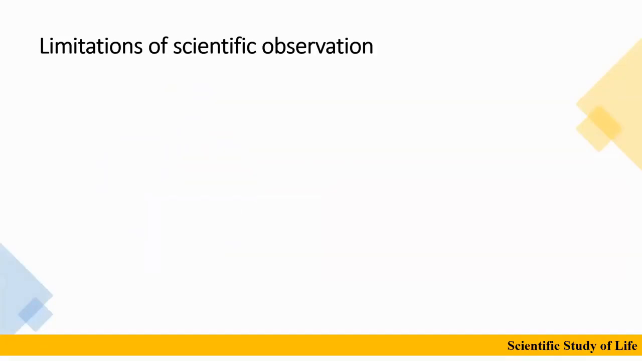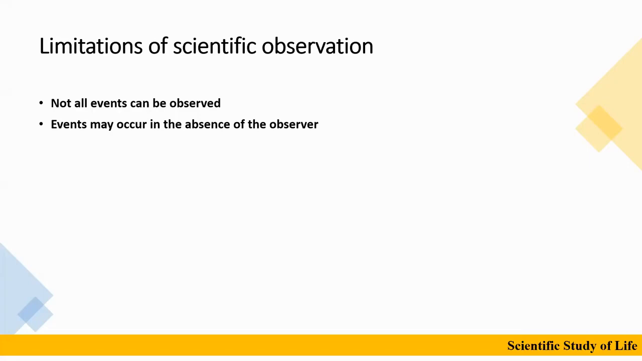Limitations of scientific observation. In as much as scientists value a lot from making observations, it is important to note that not all events can be observed. Nature keeps changing, so it is very likely that there are some occurrences that might happen in my absence, when I am not there to observe. So that is another limitation.